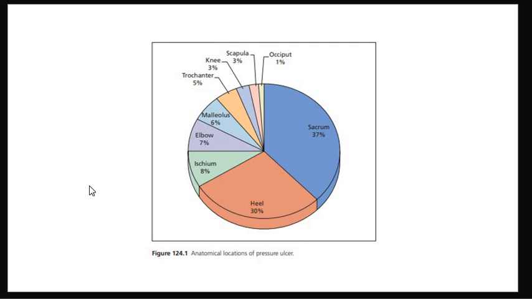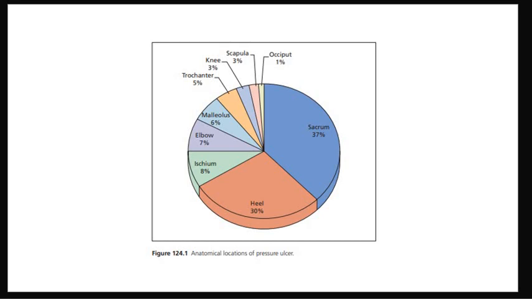So the pressure ulcer is usually formed over the sacrum, which is the tailbone, as we have seen in our second slide as well. The second area of pressure ulcer is the heel, where there is a 30% chance of ulcer formation at the heel bone. The ischium is a bone present in the pelvic girdle, then the elbow. The malleolus is also present at the site of the ankle. The trochanter is a bony projection of the femoral bone, then the knee bone, the scapula like the shoulder bone, and the occiput at the back of the skull.